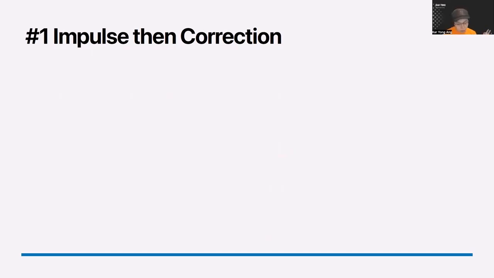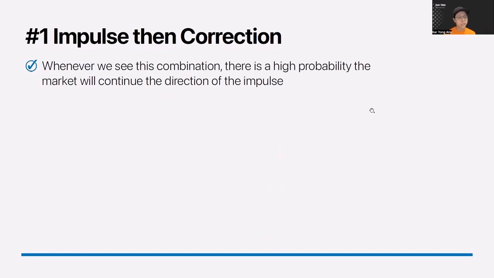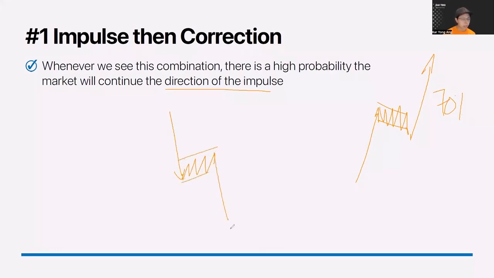So let's talk about the first pattern over here first, the combination of an impulse then correction. Whenever we see this combination, we have a high probability direction that we can trade. The direction we're going to focus on trading is the direction of the impulse. So if we see a fast move up followed by a slow move down, the chance of this going up is about 70% of the time. So it's a high probability direction. If the market came down very fast and then forms a correction that looks like that, there's a 70% chance it will continue to drop. That's what this means.